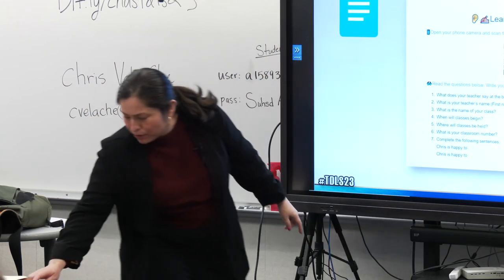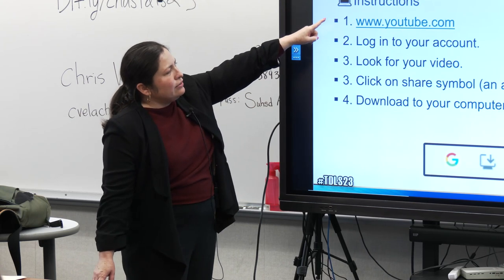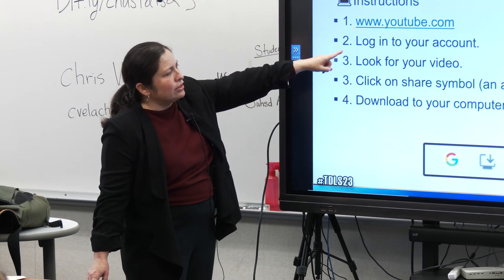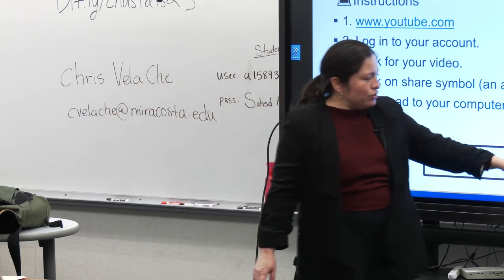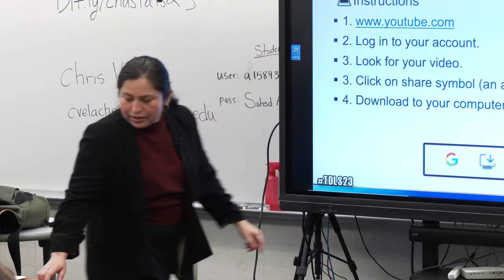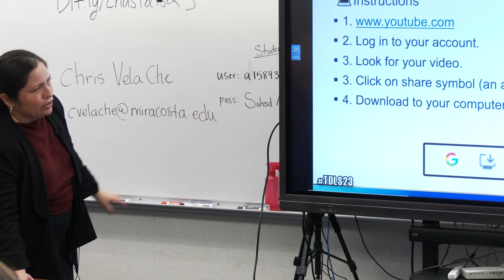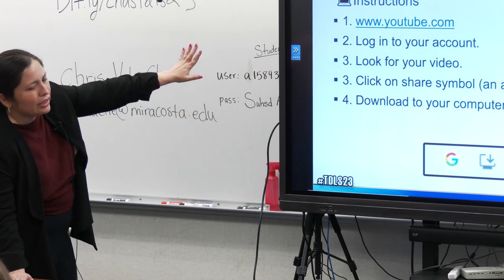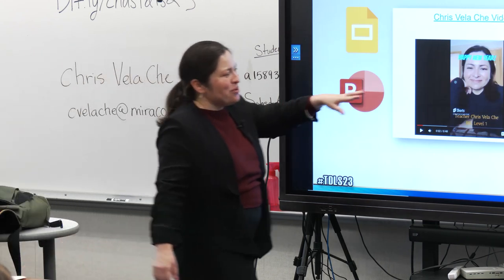Okay, so again, let me go back. QR codes for your document: youtube.com, log into your account, look for your video, and once you are on your YouTube shorts, you will click on this arrow and get the QR code. Any questions about this one or not? Again, you have it on your handout, so you can digest that later, tomorrow, next week.